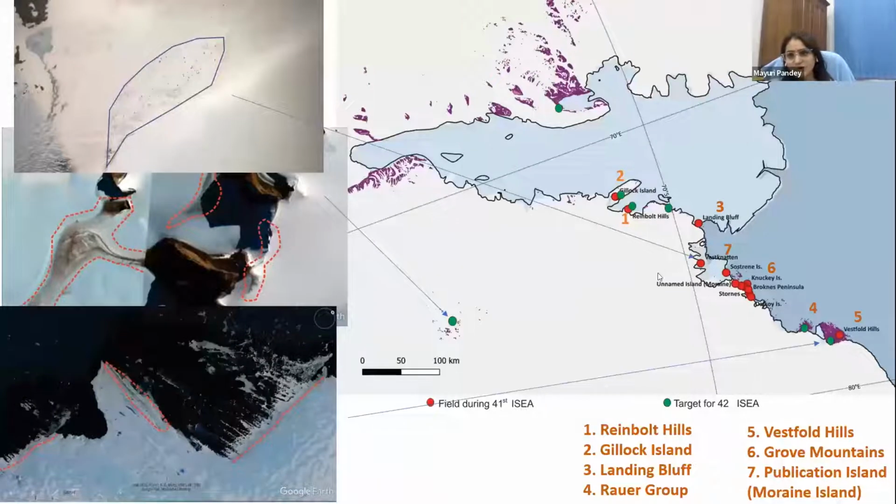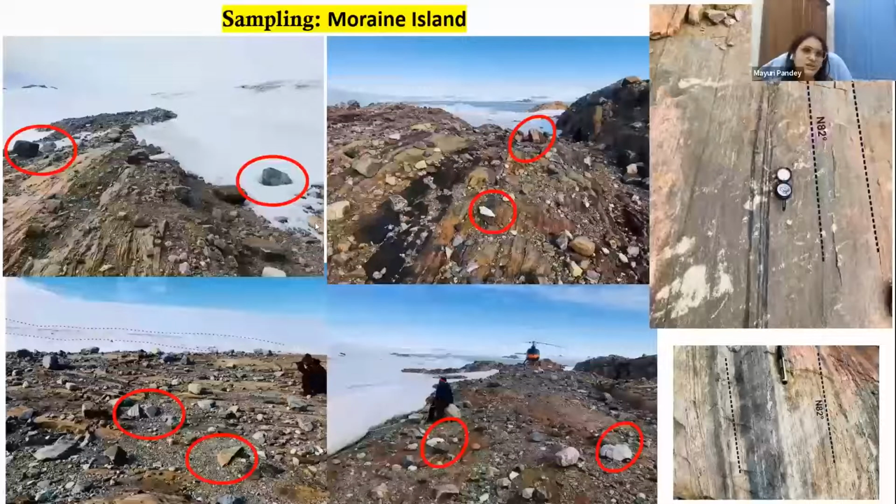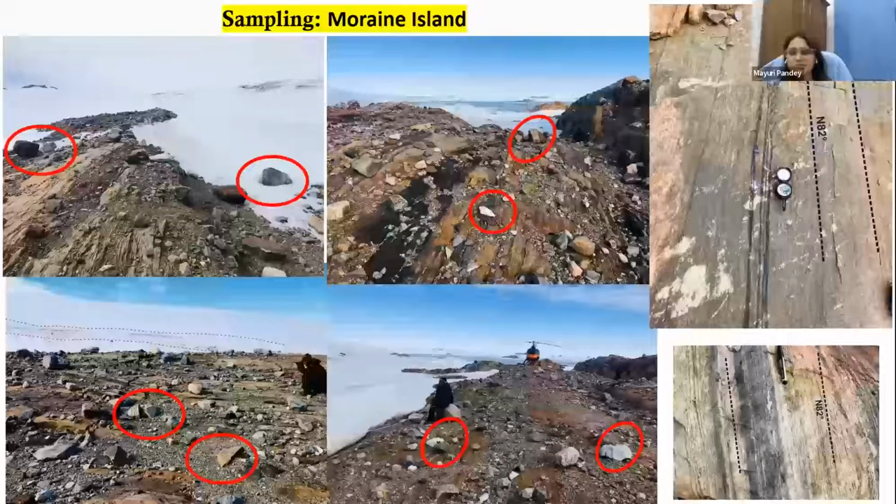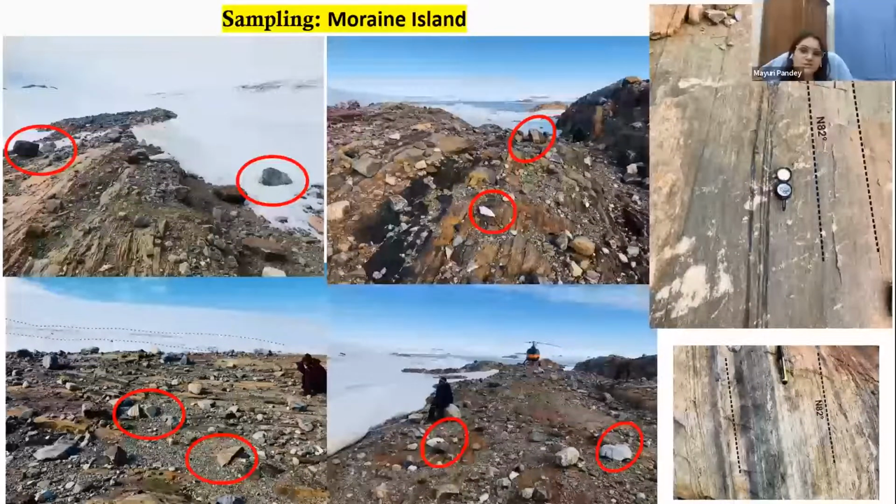The most important area for getting the moraines was the area close to Publication Island. Since there was no official name for the area, we have named it Moraine Island, because it has a huge deposit of moraine. Now, interestingly, this particular Moraine Island has three different types of sediment deposit, or till deposit, morainal deposit.